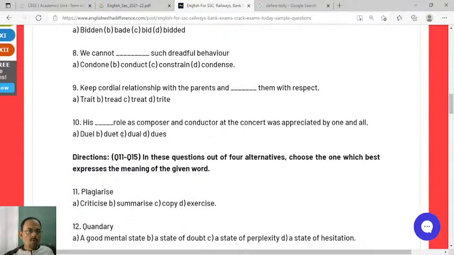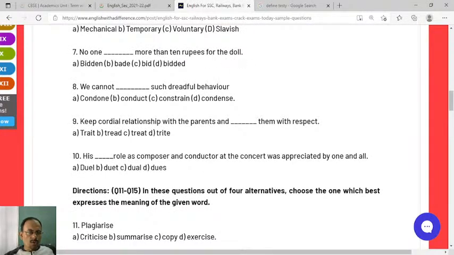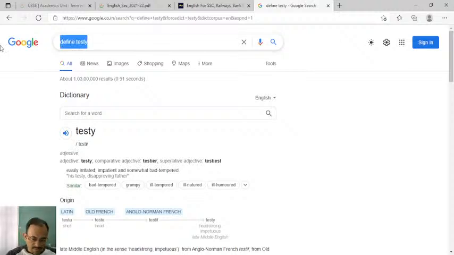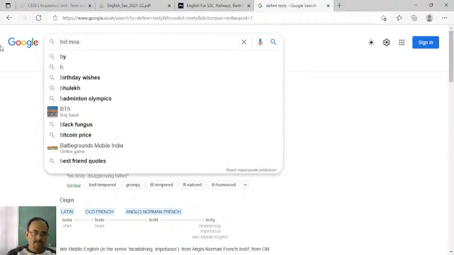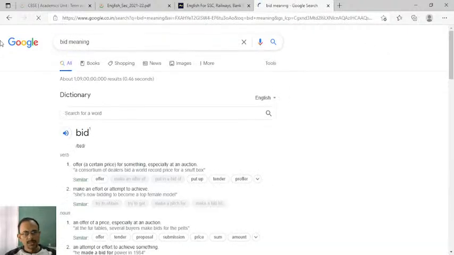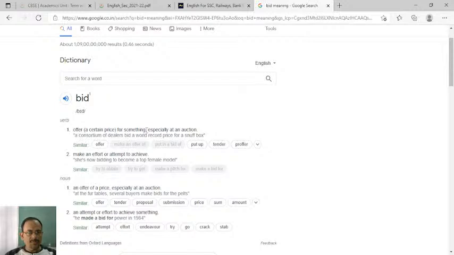Next, no one dash more than 10 rupees for the doll. Options: bidden, bait, bead, beaded. So, what is the meaning of bid? Let me show you, and then you can tell me the answer. You must be knowing bidding price, right? Offer a certain price for something, especially at an auction. In an auction, if someone says 1200, someone will say 1210, then somebody else will say 1300. That is what is called bidding actually.